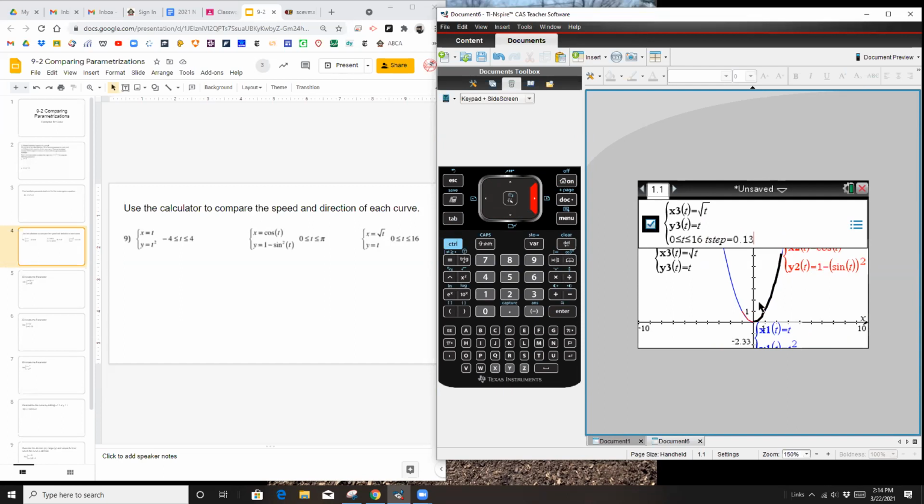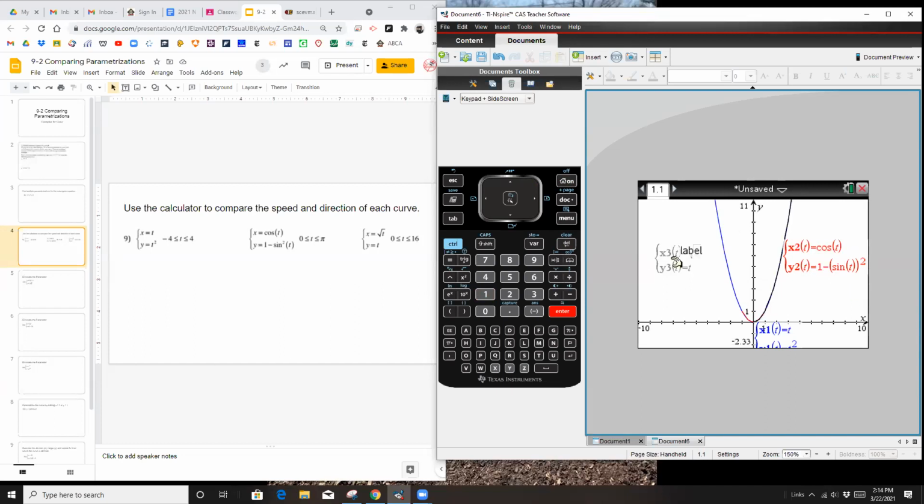If I leave it like that, it's going to plug in 0, then 0.13, then 0.26, whatever the multiples of 0.13 are, in for t, see what x and y are, and then plot those points. If I change this to 1, then it's just going to plug in 0, 1, 2, 3. So this would be fewer points because 1 is bigger than 0.13. So there'd be larger distances between my points.